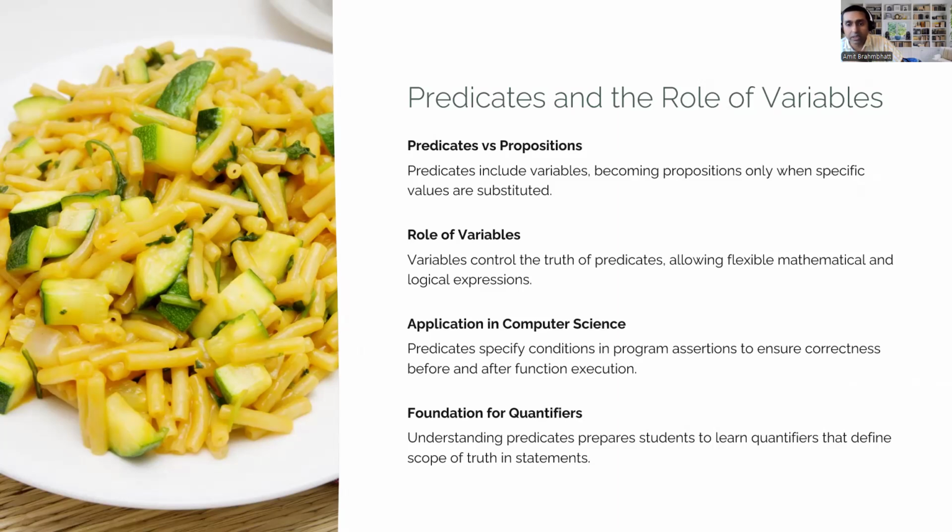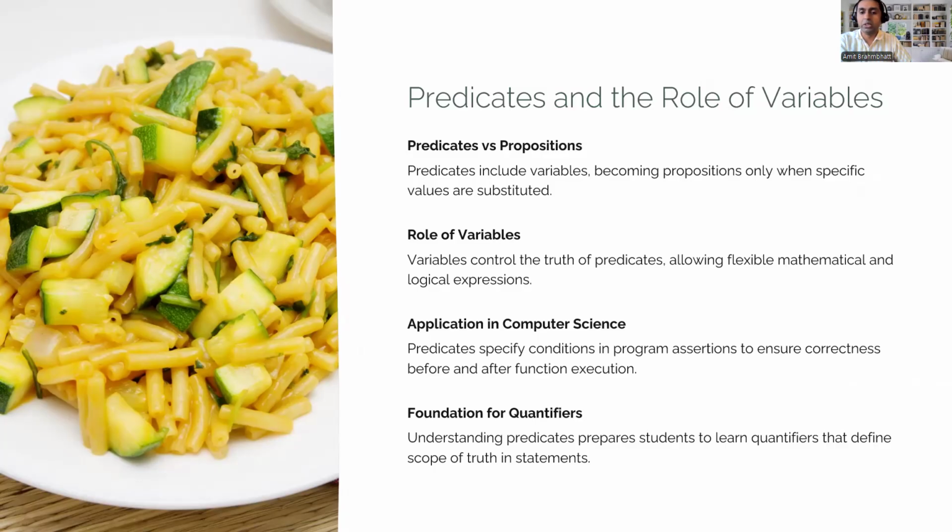Predicates are essential for expressing general mathematical statements and rules. They allow us to describe properties of numbers, objects, or data in a precise and flexible way. In discrete mathematics, predicates are often written using notations such as P(x) or Q(x, y), emphasizing that their truth depends on one or more variables.